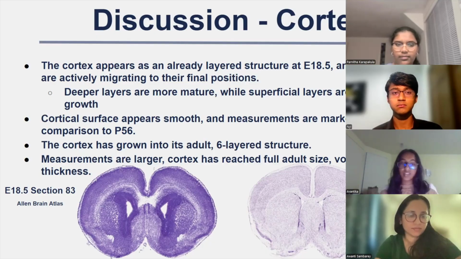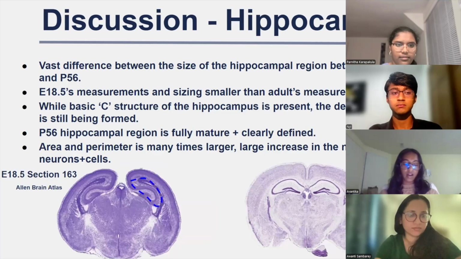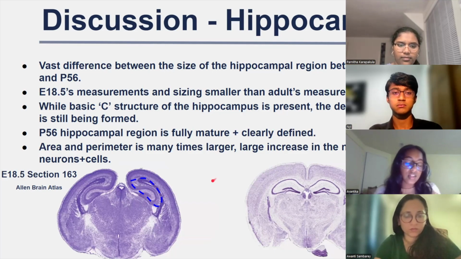For the hippocampus, it's basically the same thing. There was a vast difference between the size of the hippocampal region between the embryonic stage and P than the fully matured adult measurements. In the image to the left, you can see this is an example of a mouse brain in the embryonic stage. You can notice that the basic C structure of the hippocampus is present, and the dentate gyrus is still being formed. That's a major subregion in the hippocampus.